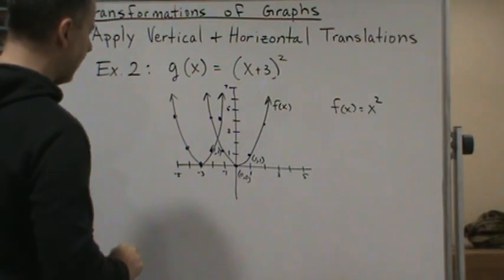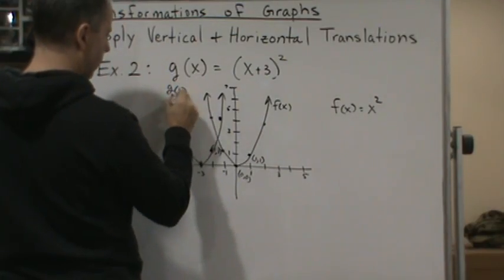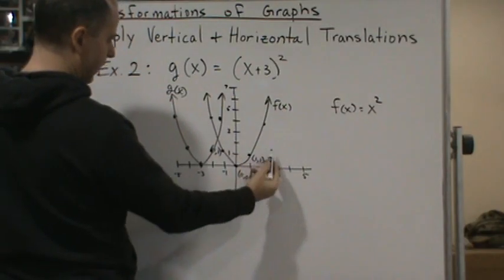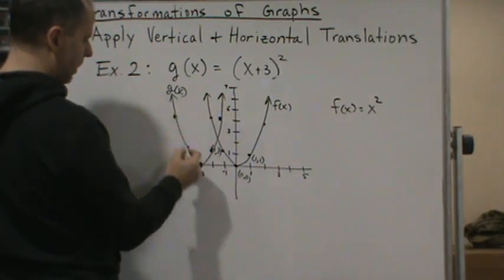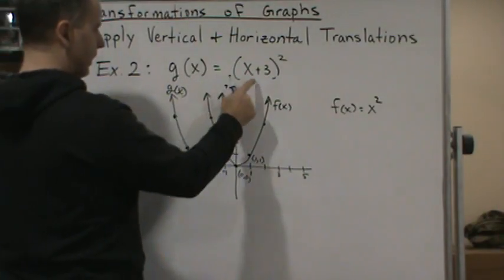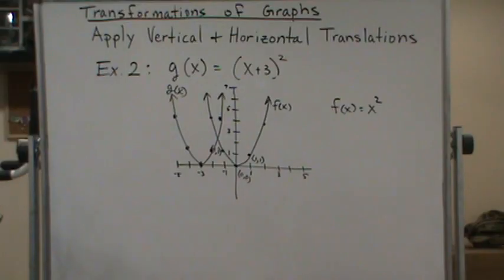And so now the parabola for the transformed function looks like that. So this is f of x, and it's shifted over to here, and that's g of x. So the graph of g of x is this right here. And so you can see it was just a horizontal shift of 3 units.